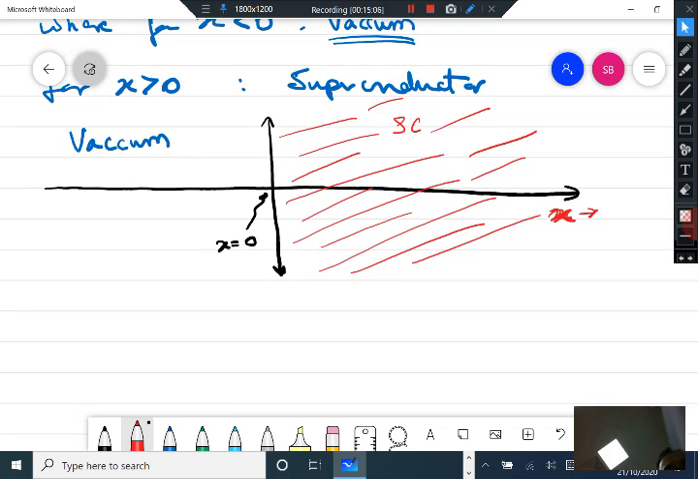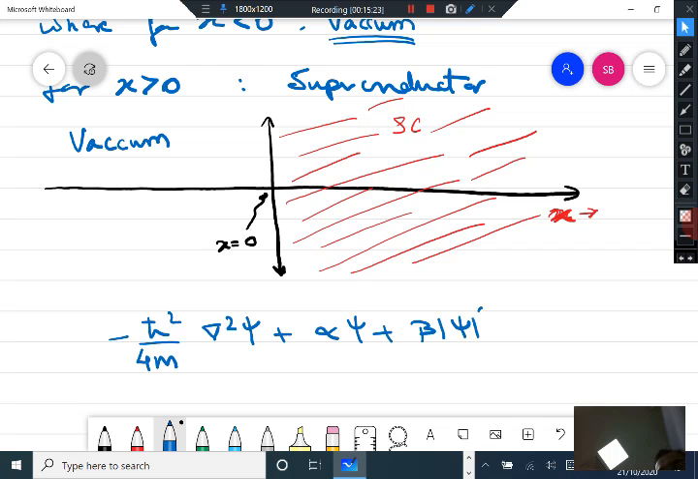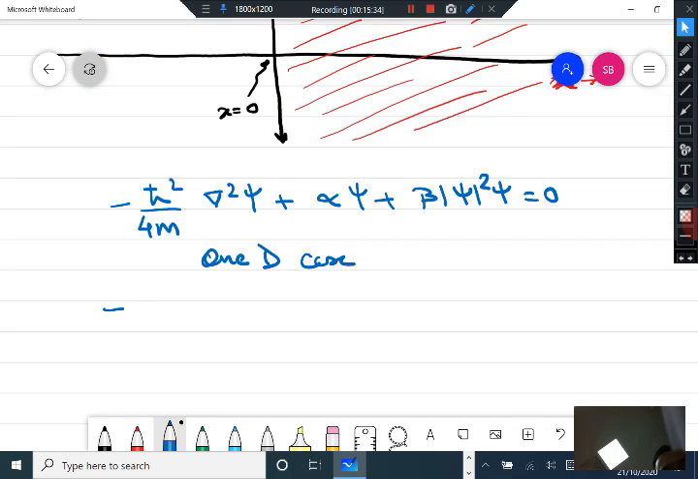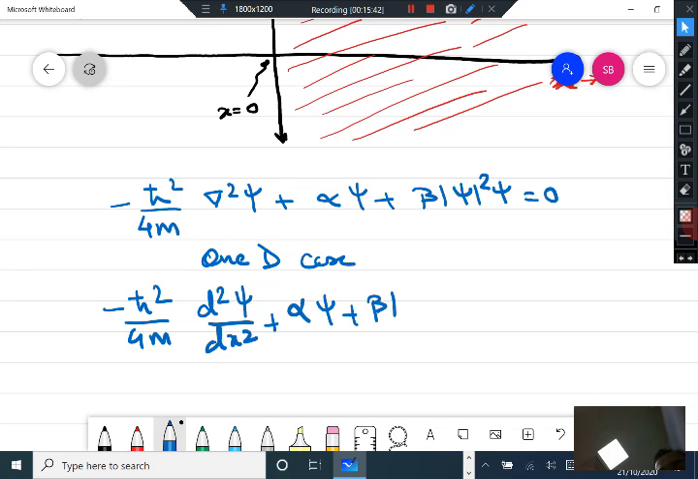So let us, for the 1D case, rewrite the equation that we had written down. Minus h cross square by 4m del square psi plus alpha psi plus beta mod psi square psi is equal to 0. Okay, I am just taking the signs again. And for the one dimensional case, this is nothing else but minus h cross square by 4m d square psi by dx square plus alpha psi plus beta mod psi square psi is equal to 0.